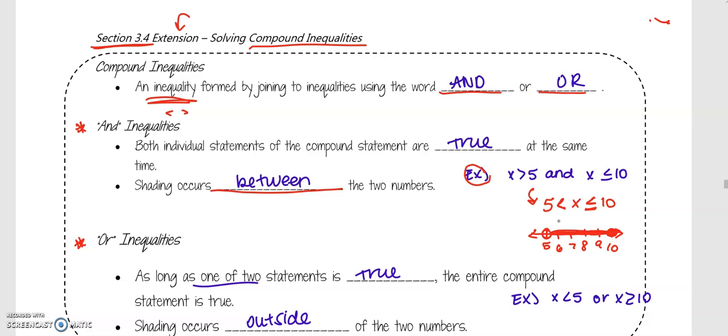And we can check, doesn't that make sense? x is greater than 5. These numbers are all greater than 5. But both of these things have to happen. x also has to be less than or equal to 10. Okay, it's going to be between these numbers.